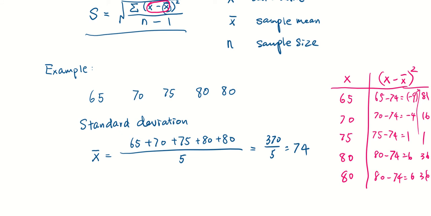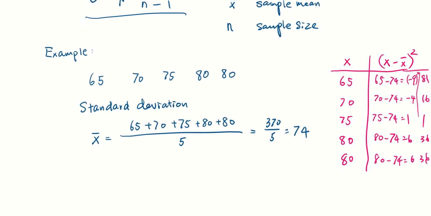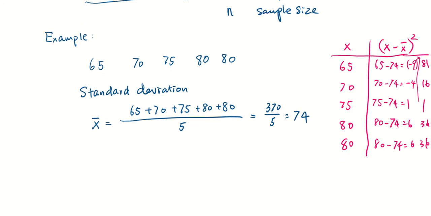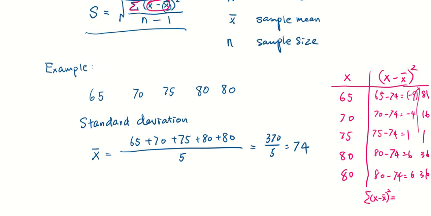Now, remember what this sign means? It means the sum of. Then we add up all the values of (x minus x bar) squared. So add them up. Using my calculator, the sum of all these values is 170. Let me write down the formula again.